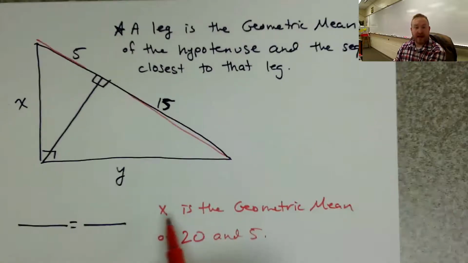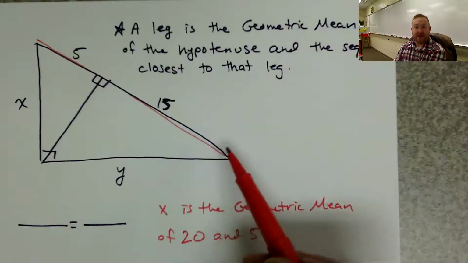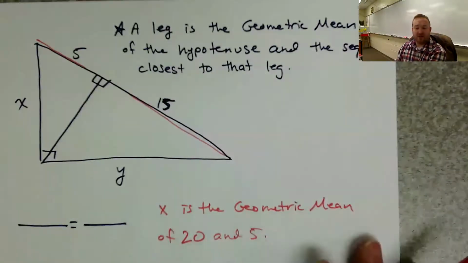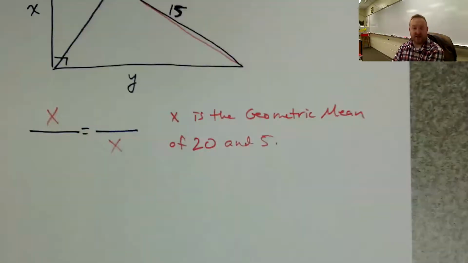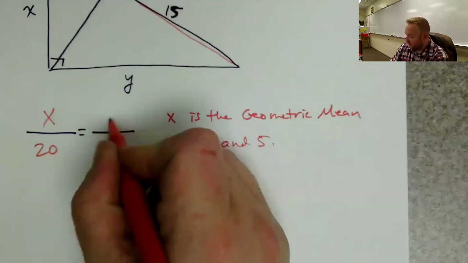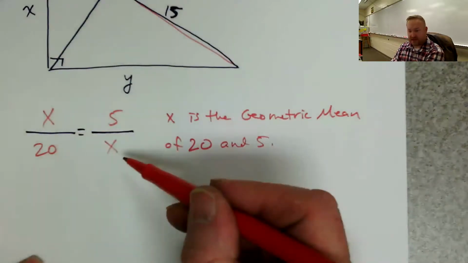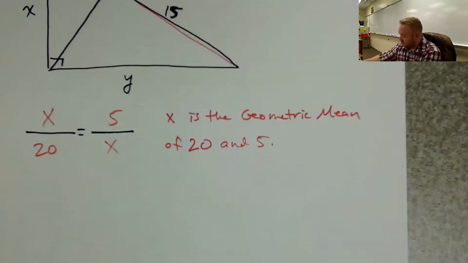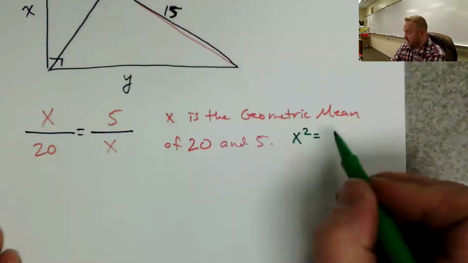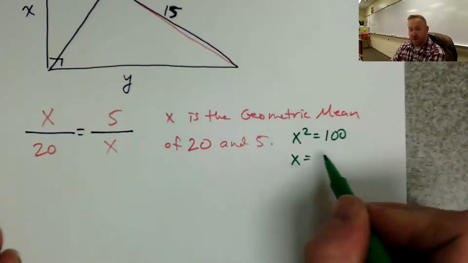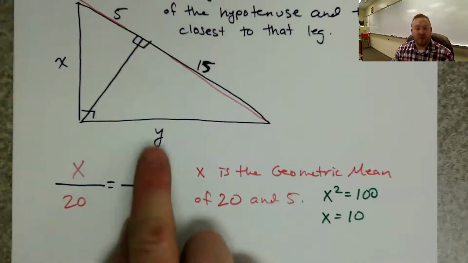The leg x is the geometric mean of the hypotenuse, which is 20, and the segment closest to that leg, which is 5. Whatever number is the geometric mean goes diagonally from itself. The other two numbers fill in the other two spots. So when I do my cross products, x times x is x squared, and 20 times 5 is 100. I do the square root, and the square root of 100 is 10. So x is 10.